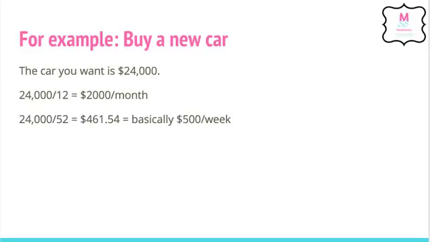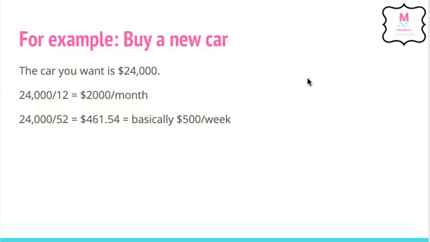Let's have an example here. Now, say you wanted to buy a new car. That was your goal for this year. And the cost of that car was $24,000. So if you divide that by 12 for a monthly figure, that gives you $2,000 a month. Now that's an easier number to get your head around.